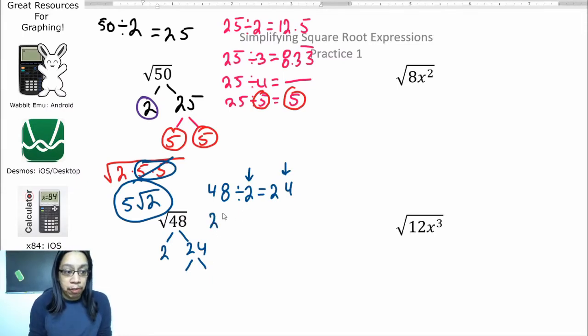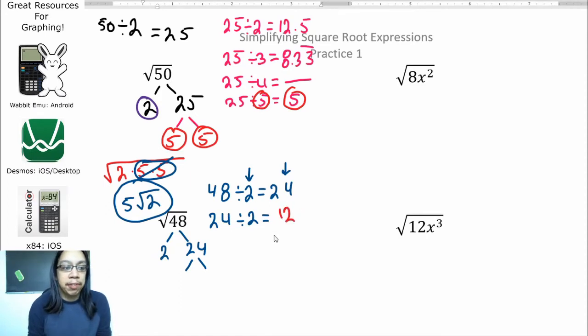So again, what you can do is start from 2. 24 divided by 2. And if that doesn't work, then you do 24 divided by 3. And if that doesn't work, you keep going until you get a nice whole number. So in this case, if you do 24 divided by 2, you're going to get 12.